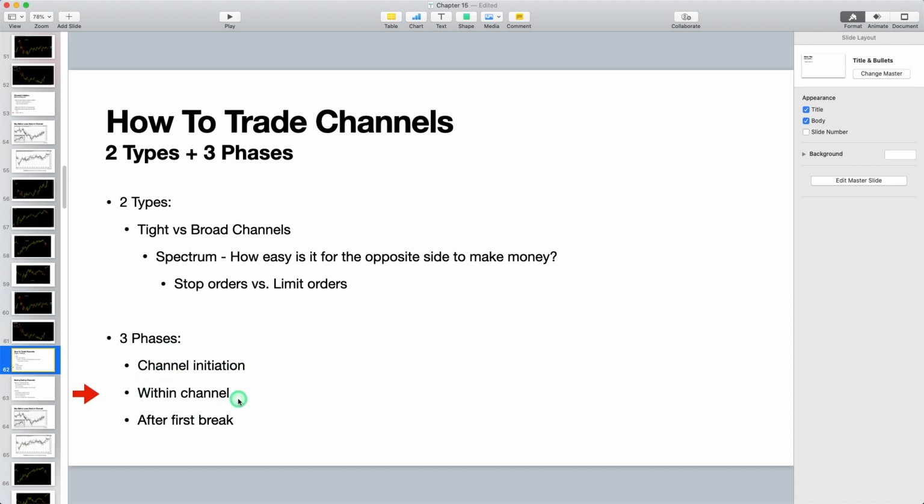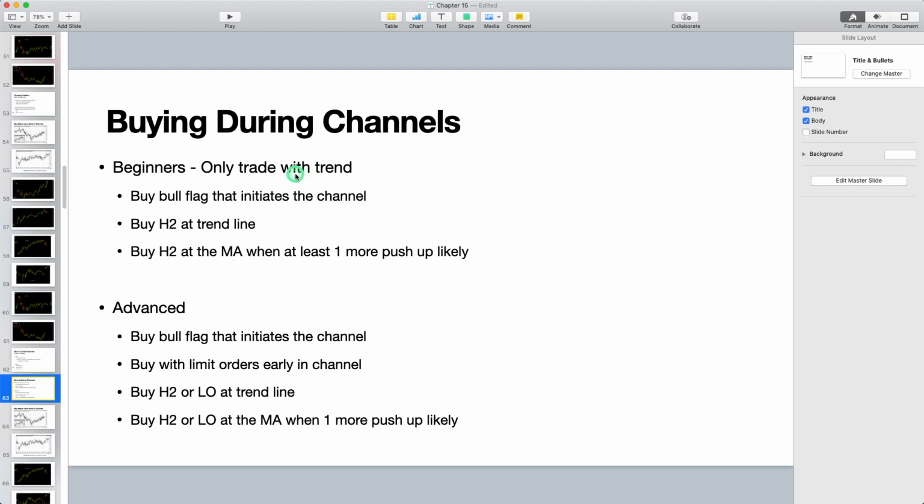And now we're going to talk about what traders should do within the channel. So once it becomes established. So beginners, Al says, should only trade with the trend during a channel. So they'll buy bull flags that initiate the channel, which we talked about. They'll buy high 2s at the trend line. They'll buy high 2s at the moving average when there's at least one more push-up likely.